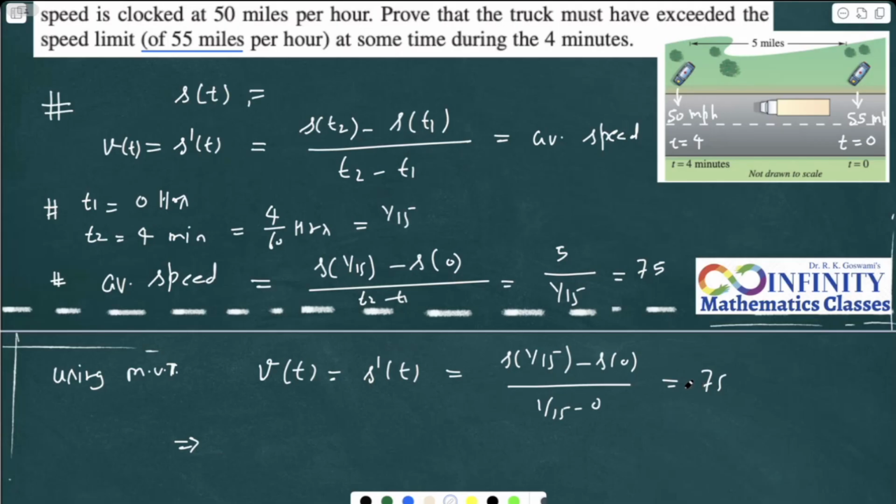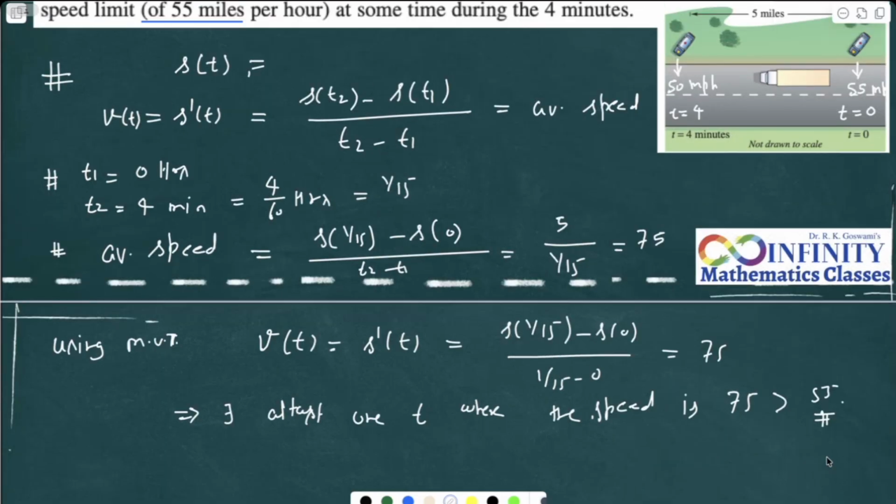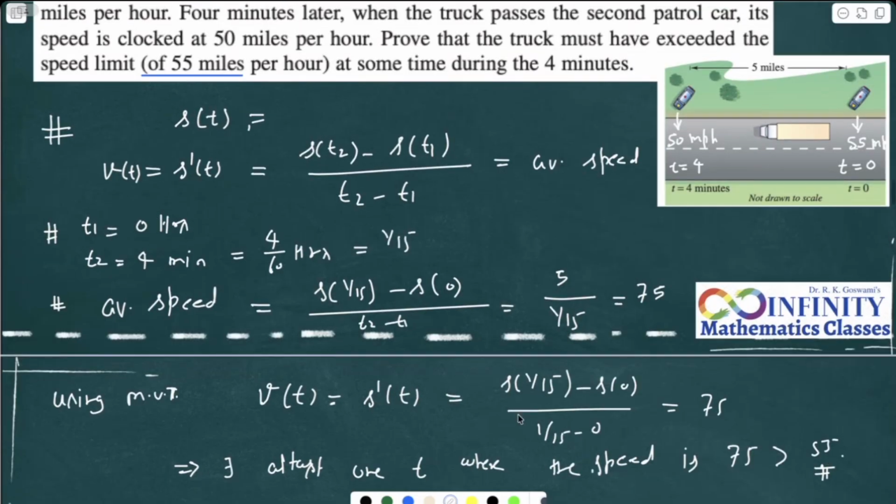That means there is at least one t where the speed is 75, which is more than 55. So the truck exceeded the limit. Do you agree? Okay, so the basic assumption here is that the function is differentiable.